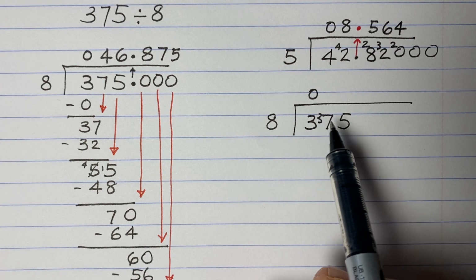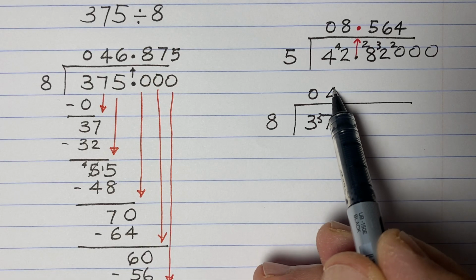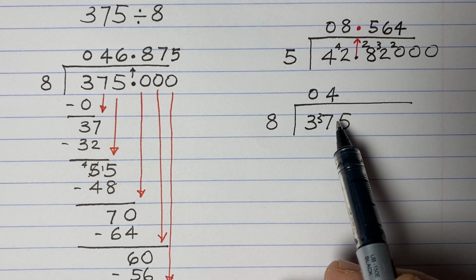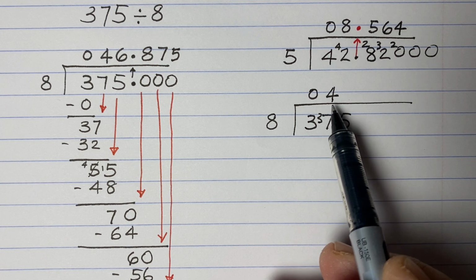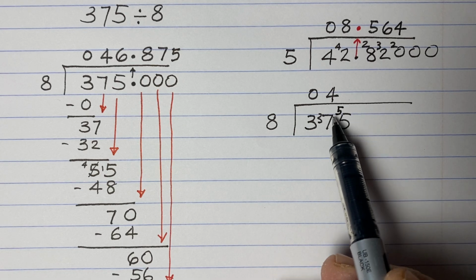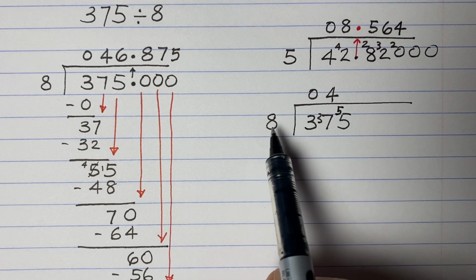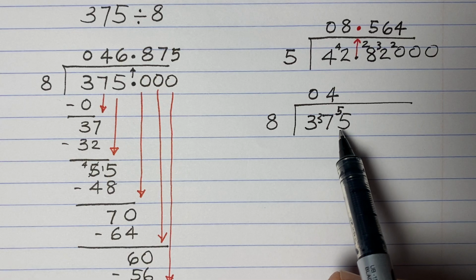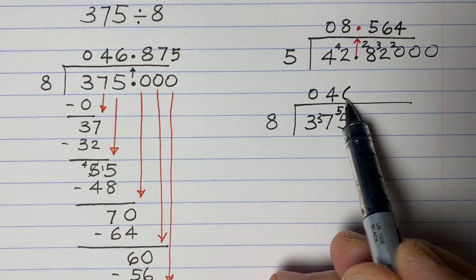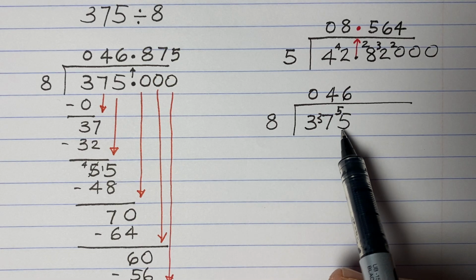8 into 37 goes 4 times. 4, 8 is 32. From 37, 5 left. So your new number is 55 now. 8 into 55, 7, 8 is 56, so it has to be 6. 6 times 8, 48. 48, 7 left.